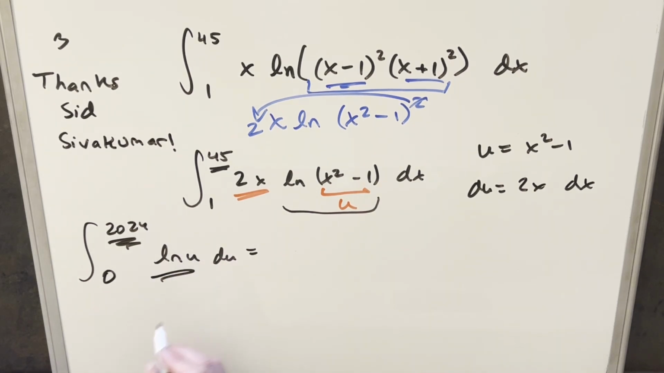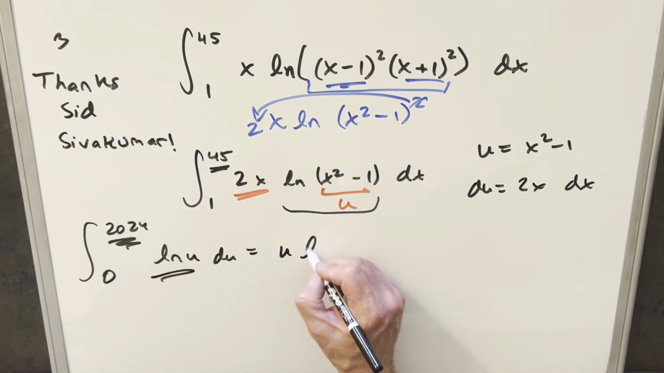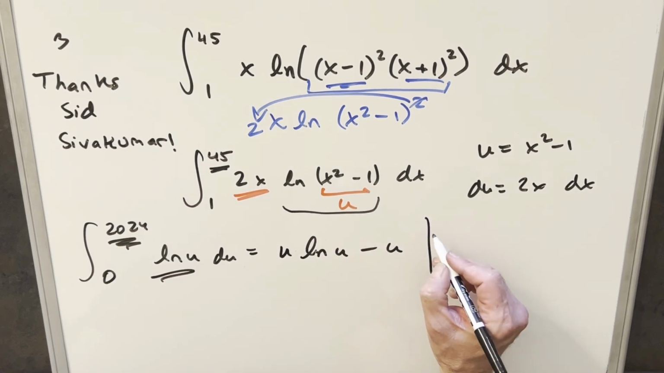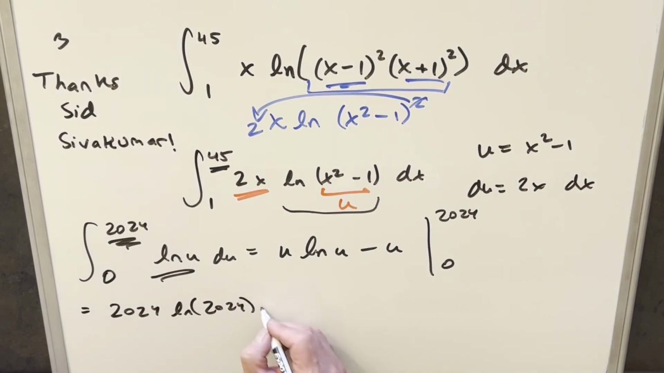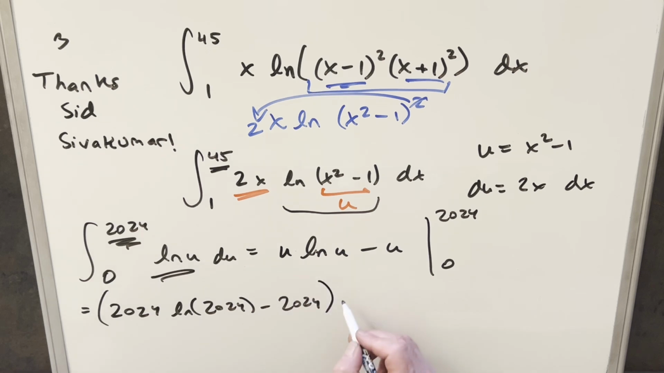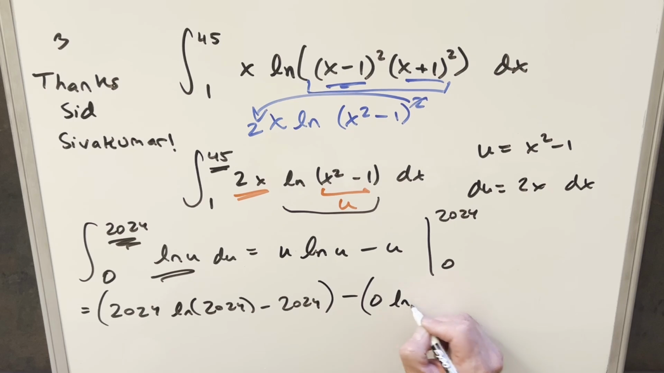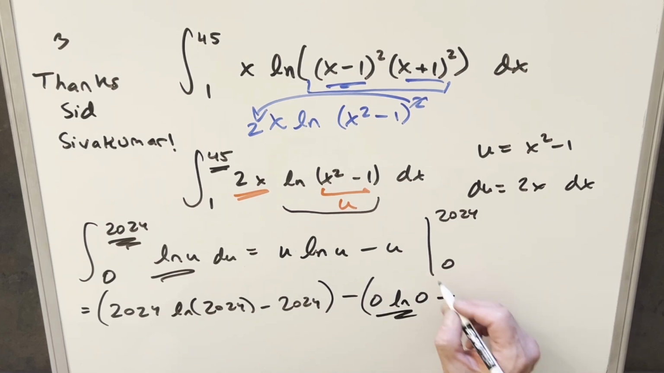So for this integral, I'll use a formula. The integral of natural log of u is u ln u minus u. We just need to evaluate this from 0 to 2024. First, we evaluate at 2024, so we get 2024 natural log 2024 minus 2024. Then for the second part, minus, we plug in a 0 here. Let's do this a little carefully. We're going to have 0 natural log of 0, which is actually an indeterminate form. We'll come back to that in a second, but then we have this minus 0 at the end, so that piece goes away. Let's deal with this over here as a limit real quick, and then we can finish it off.